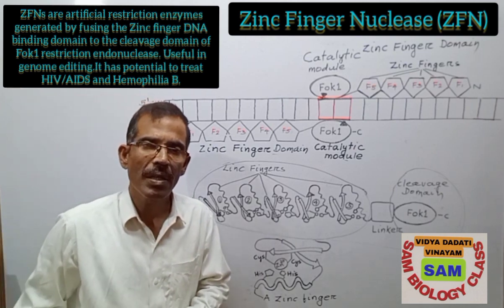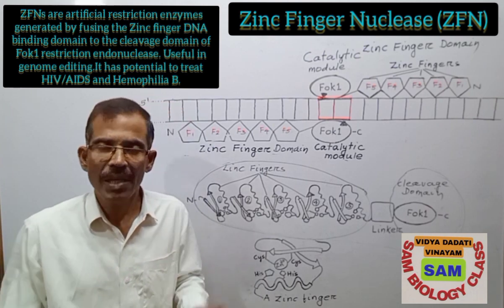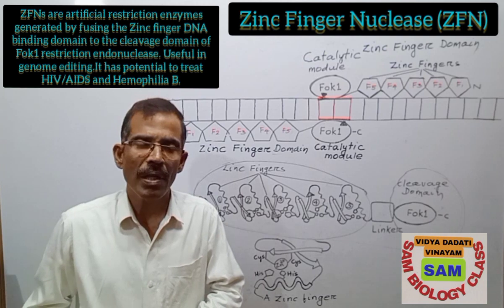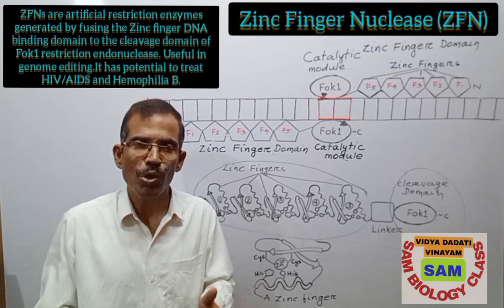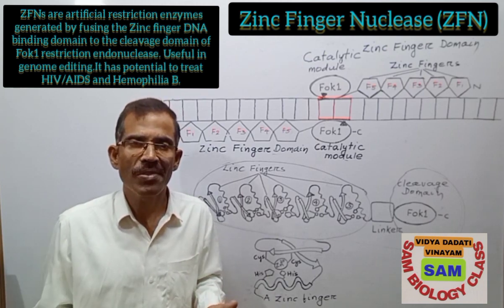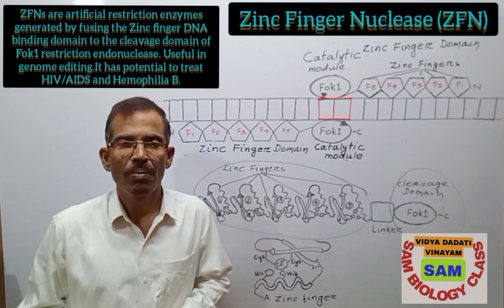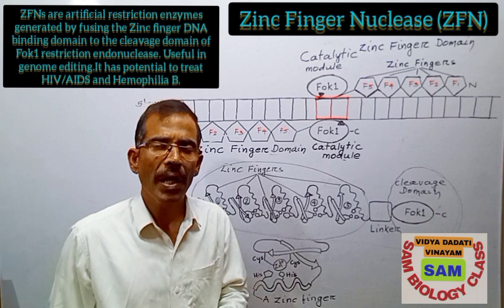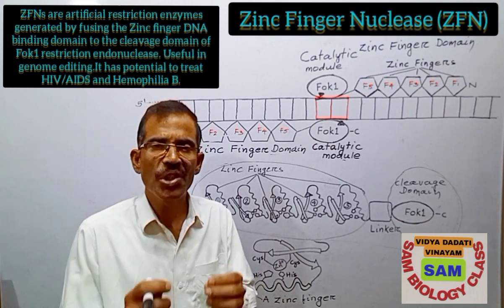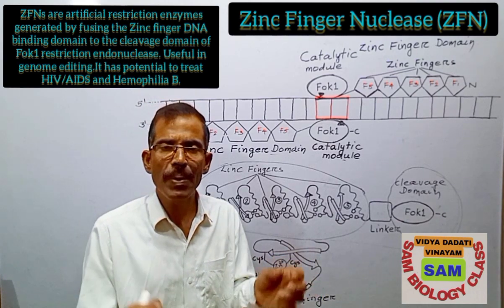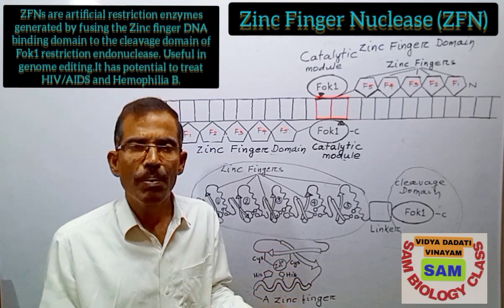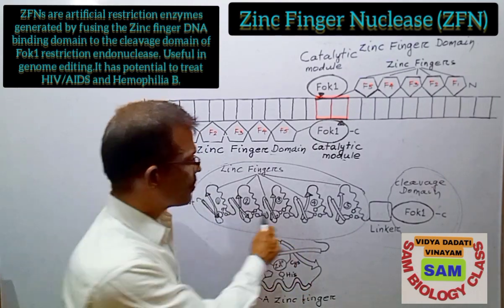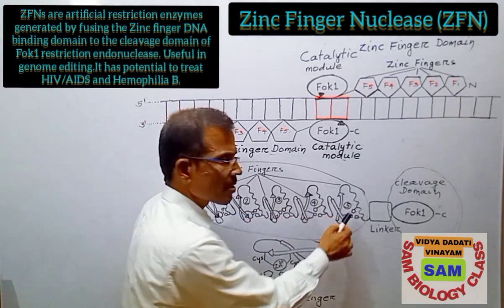Zinc finger DNA binding domains are derived from zinc finger proteins. Zinc finger proteins are one of the most abundant groups of proteins with a wide range of molecular functions. The DNA binding domain of an individual zinc finger nuclease typically contains between 3 and 6 zinc fingers. In this figure, there are 5 zinc fingers.